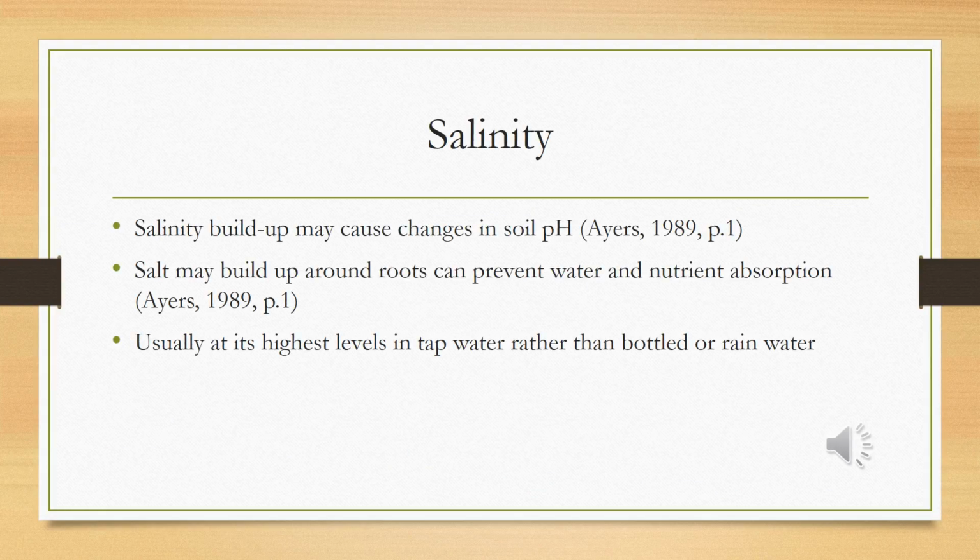Salinity buildup may cause changes in soil pH. Salt may build up around the roots. Because it can build up around the roots, it'll prevent water and some of the nutrient absorption. So it's best if you try and flush out the salt using bottled water just to make it so that it doesn't build up and prevent the plant from being able to take in as much water.